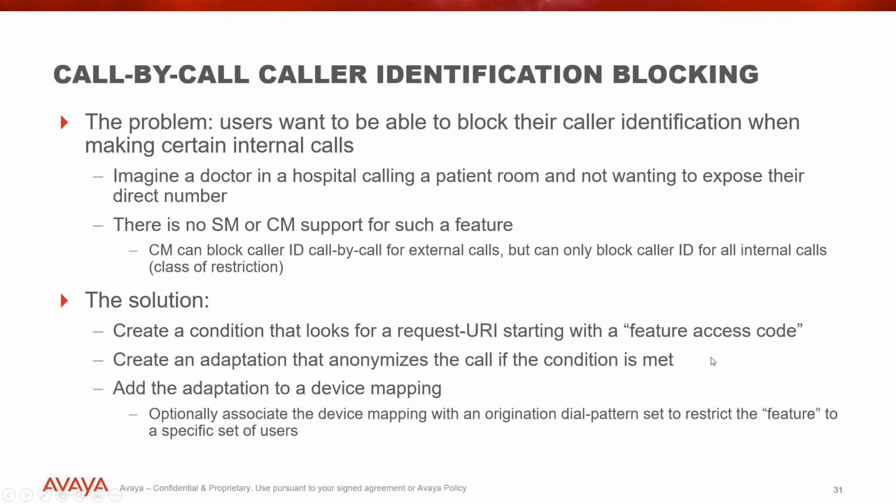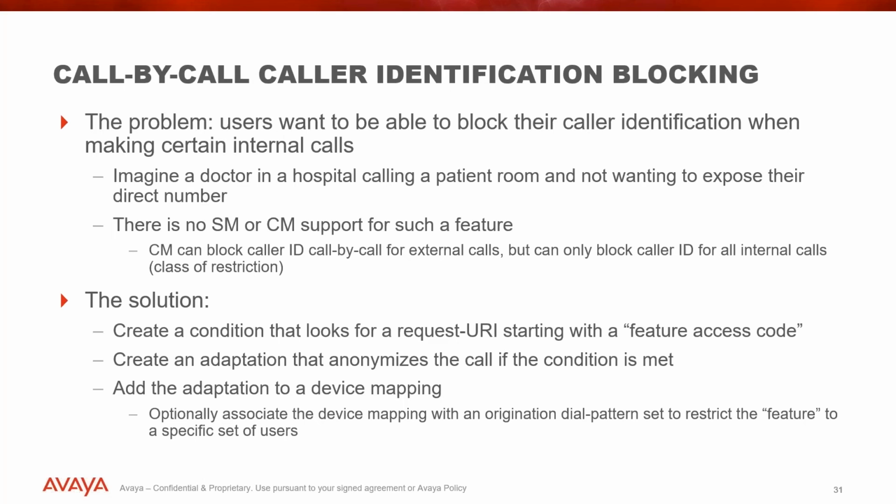Okay, the final example: call-by-call caller ID blocking. Again, a real customer problem. Users want to be able to block their caller ID when they're making certain internal calls. I don't know what the specific customer scenario is, but imagine that you've got a doctor in a hospital calling a patient room and not wanting to expose their direct number to the patient. So that doctor doesn't want to generally block their caller ID, but they want to block the caller ID when they're calling a patient room.